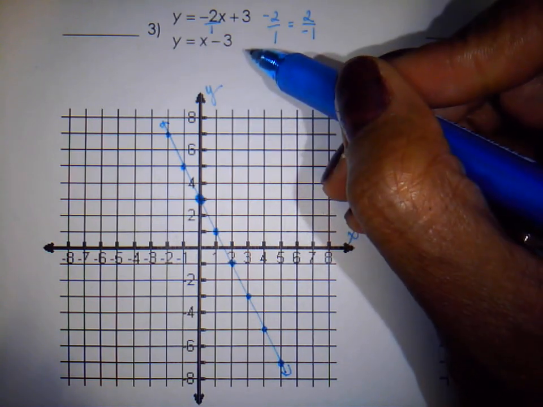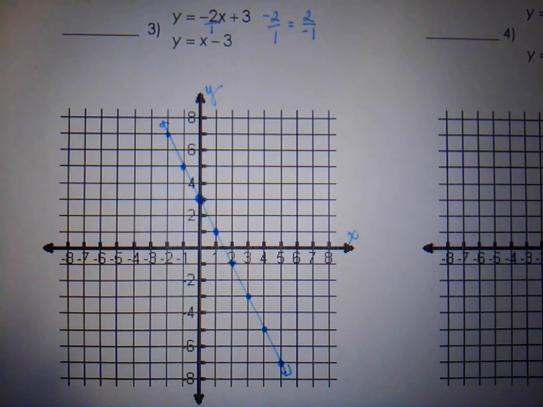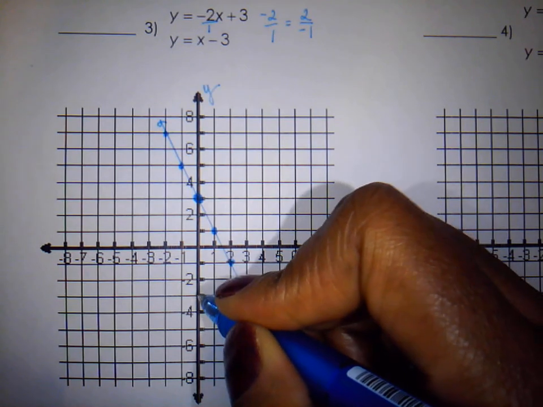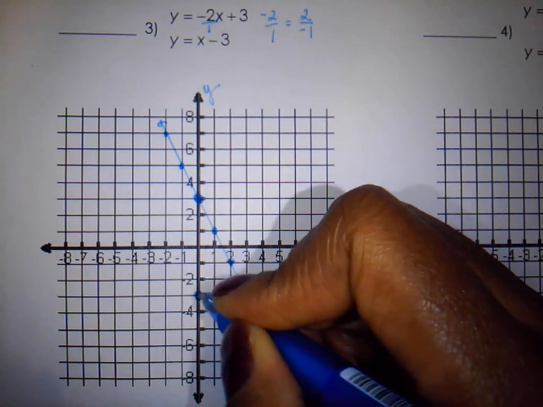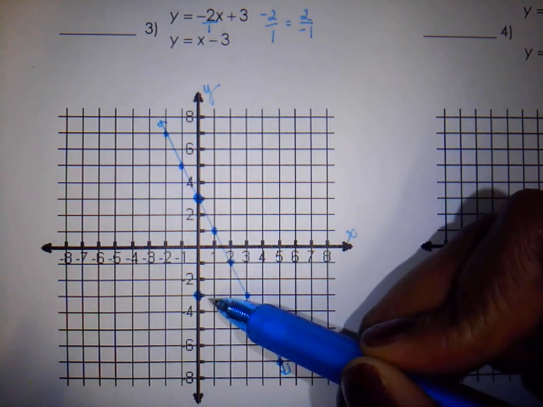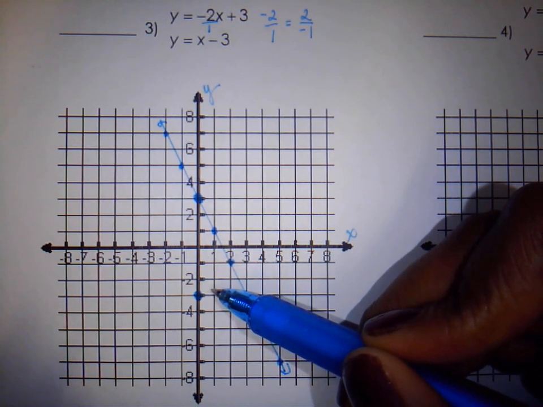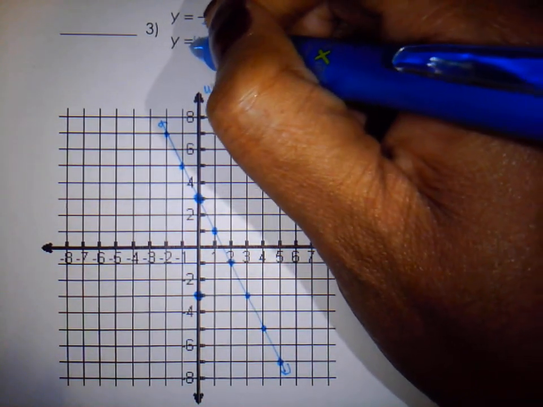So y equals x minus 3. What do I do with this information, y'all? Plot it. Okay, be more specific. Put a dot on negative 3 where? On the y-axis. Thank you. Okay, thank you. All right, so y-intercept, negative 3. We good? Now, what's my slope? It's 1 over 1. Very good.